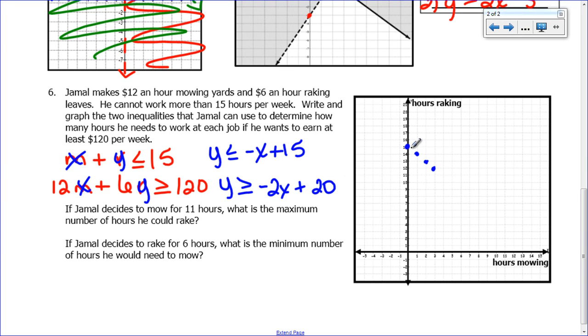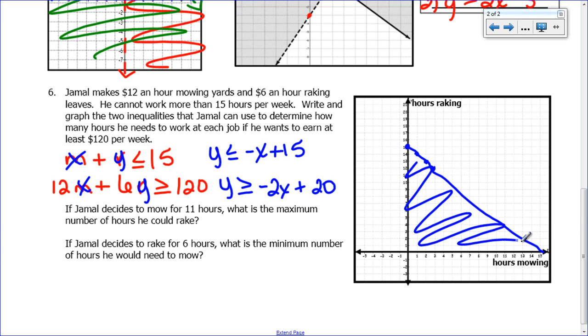So here they are, and when I graph my line, it's going to be a solid line because that says or equal to. And I didn't use a very straight line, so I'm not sure that that's exactly where it ends, but that's close enough. And we've got to shade. It has to be less than that. So it's everything underneath here.